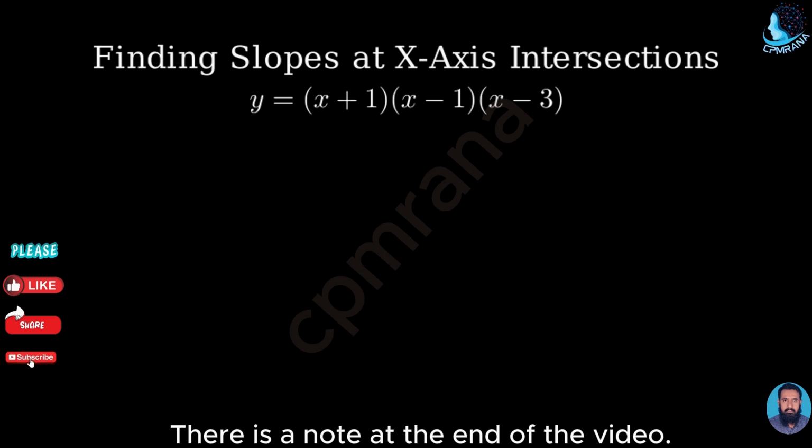First, we need to find where the curve intersects the x-axis. At these points, y equals 0. So we set our equation equal to 0 and solve for x. From this, we can see that x equals -1, 1, or 3 are our solutions. These give us our intersection points: (-1, 0), (1, 0), and (3, 0).